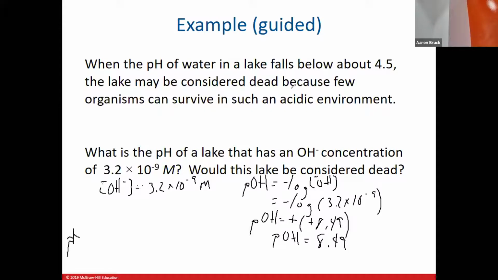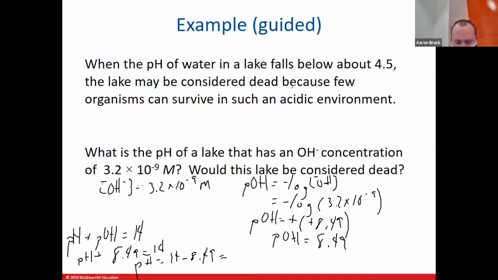Remember that pH plus pOH have to equal 14. So if my pOH is 8.49, pH is going to be 14 minus 8.49, which would be 5.51. So pH for this lake is 5.51.